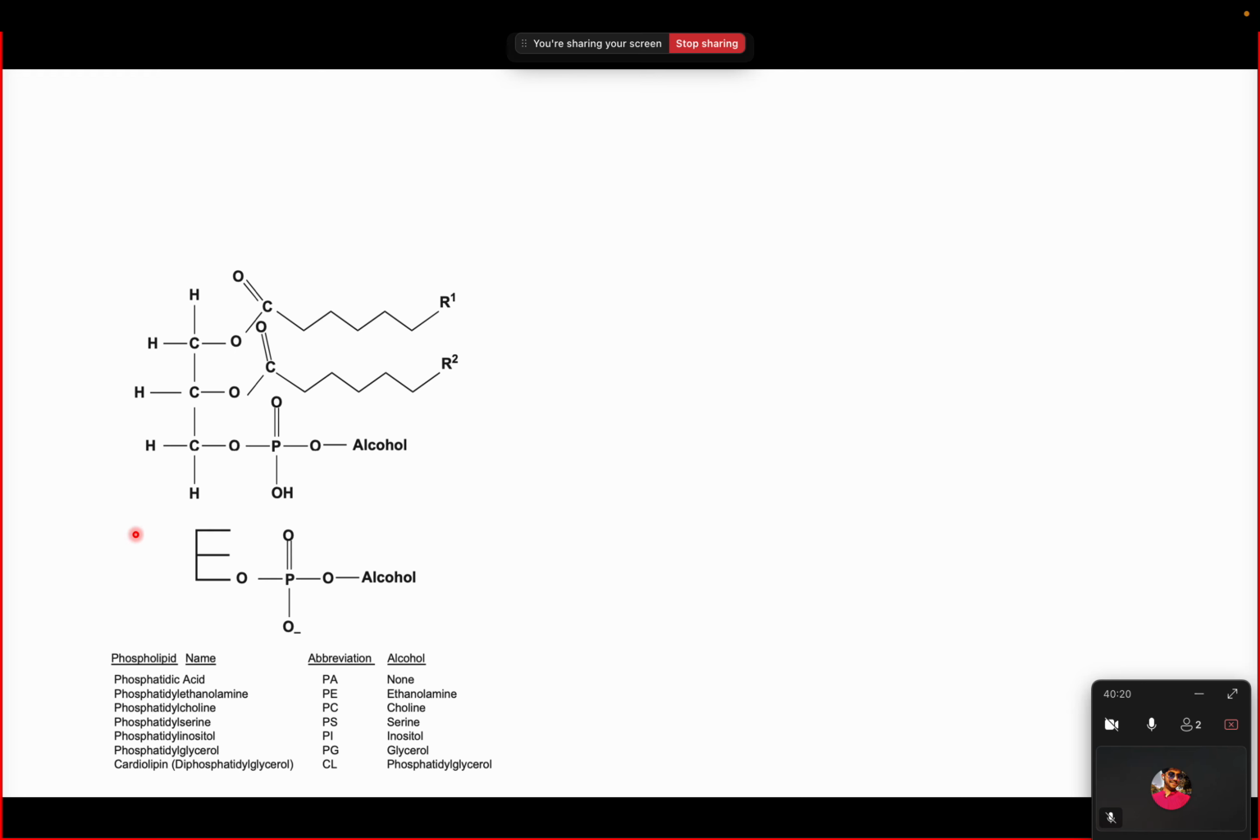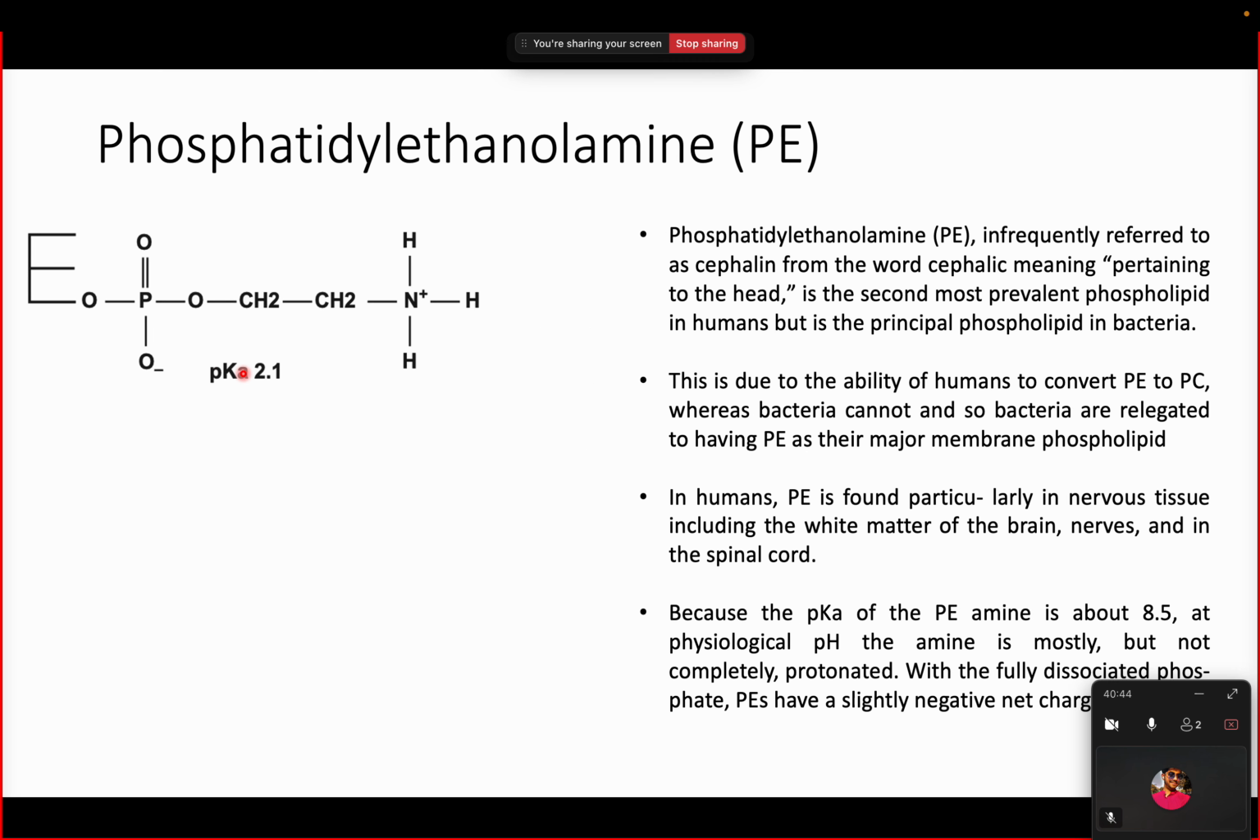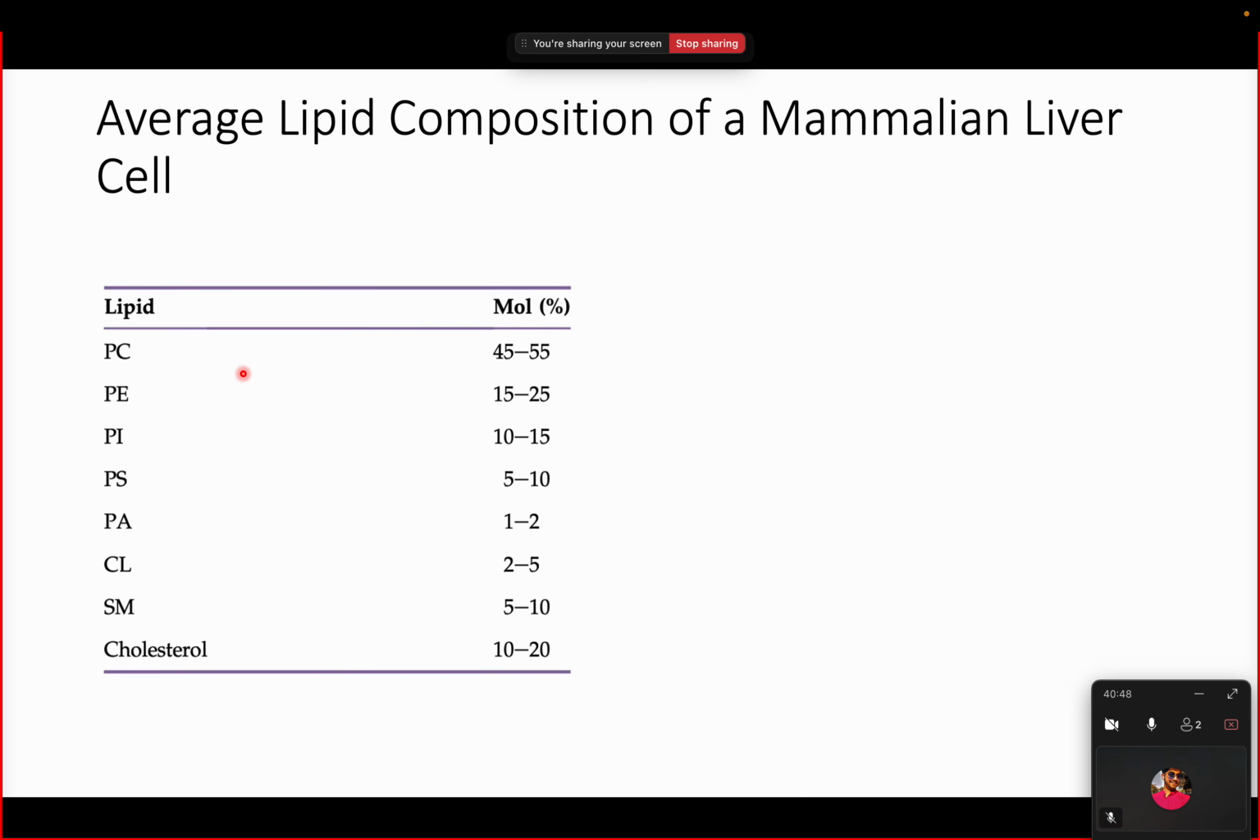This is the general representation of a phospholipid, in which this is the glycerol backbone and a phosphate head group which has different alcohol groups attached to it. Based upon this alcohol we have this many types of phospholipid in the membrane, and these are the acyl chains. They can be saturated or unsaturated. Then we discussed individual lipid molecules also: phosphatidic acid, phosphatidylethanolamine, phosphatidylcholine, serine.